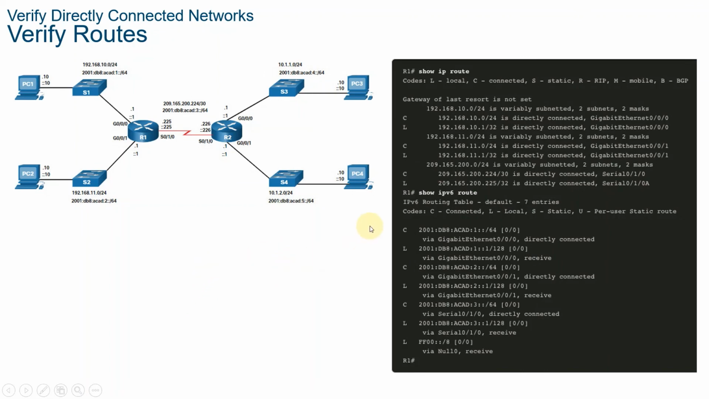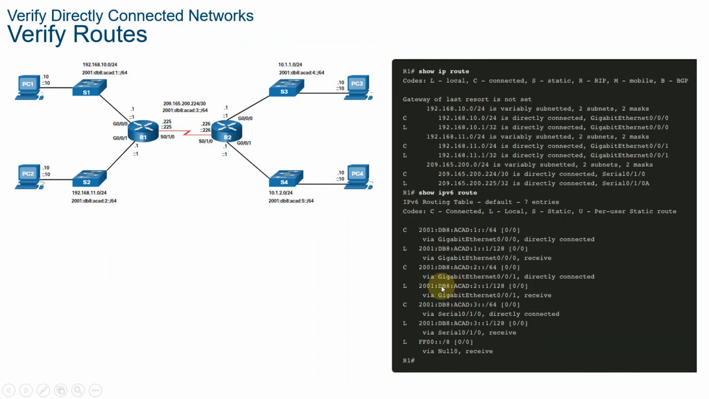So the output of the show IP route and the show IPv6 route commands reveals the three directly connected network entries and the local host route interface entries, as shown in the example here. If you are going to evaluate this on R1, R1 has directly connected networks: this network here, this one, and this one here. These are the three C's, and the three L's are of course the IP addresses configured on those interfaces. This is for IPv4 and this one is for IPv6.